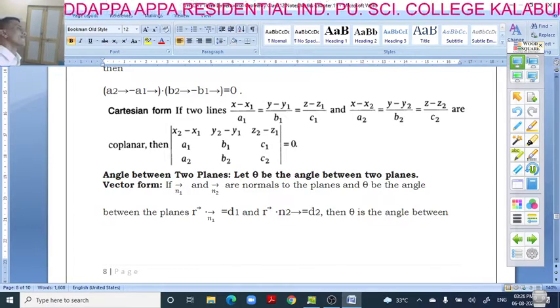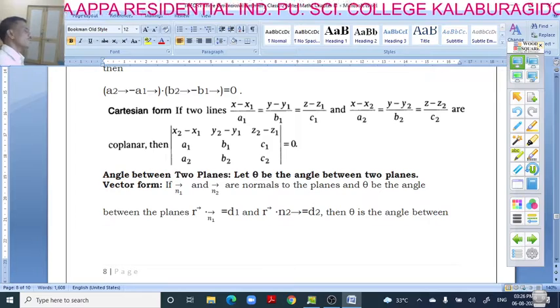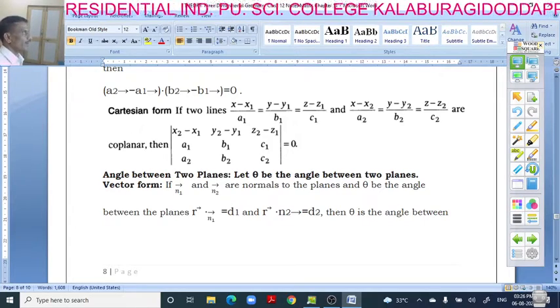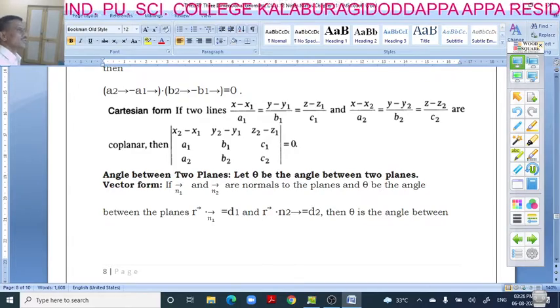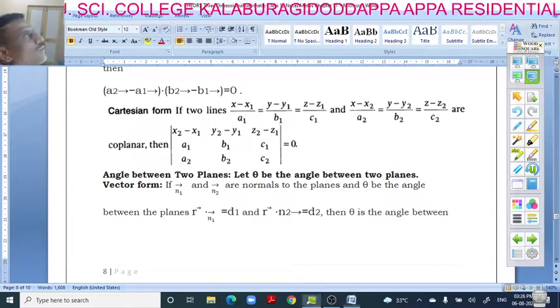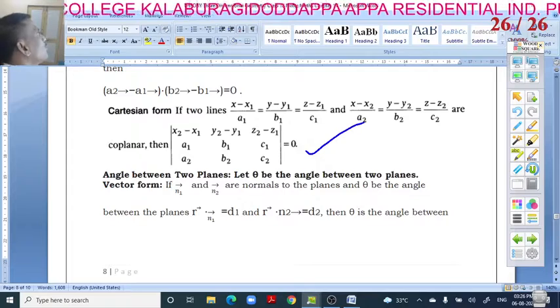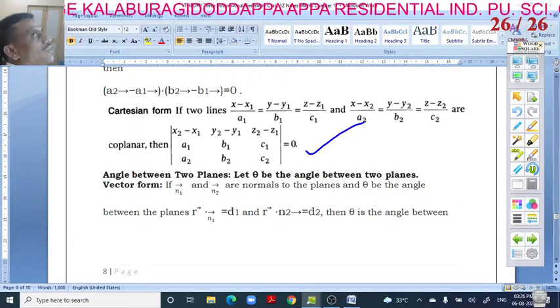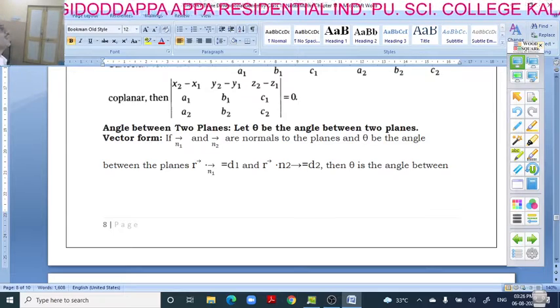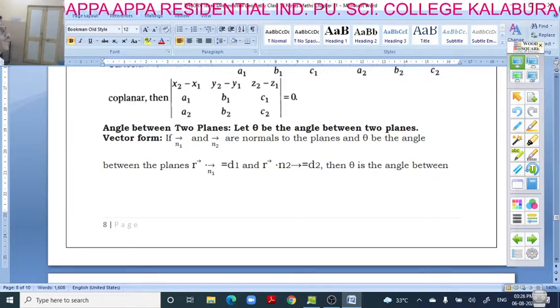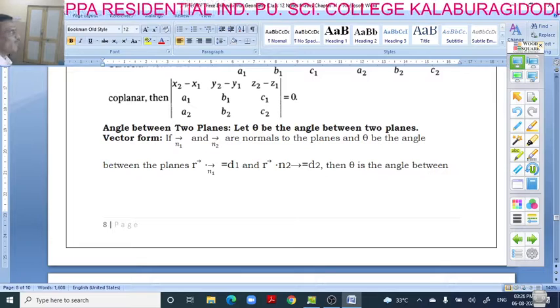Then this determinant, with rows x2 minus x1, a1, a2; y2 minus y1, b1, b2; z2 minus z1, c1, c2, is equal to 0. So this is the coplanar condition. Next, angle between two planes. Similarly to the angle between two lines, we are going to calculate the angle between two planes. Let theta be the angle between two planes.